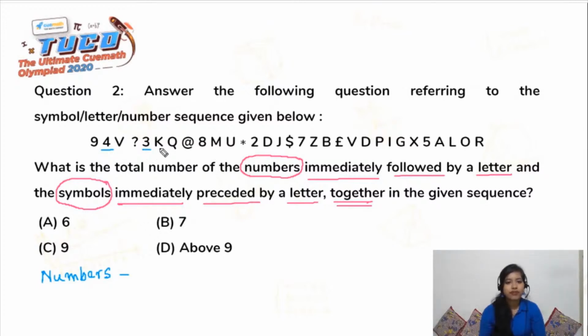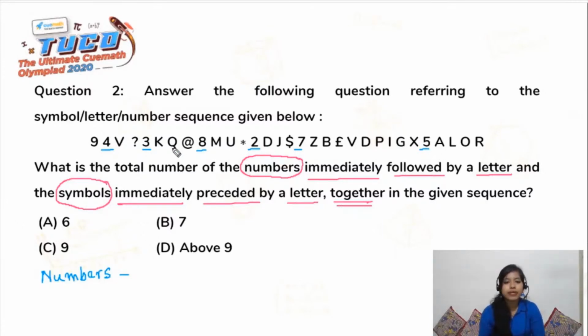We have a 3, followed by a letter K. And then we have 8, followed by a letter. We have 2, followed by a letter. And then we have 7, which is being followed by a letter again, which is Z. And we have 5 as well, which is being followed by a letter A.